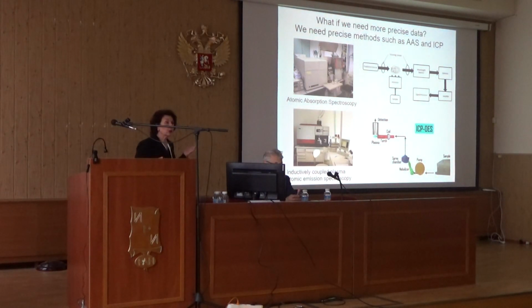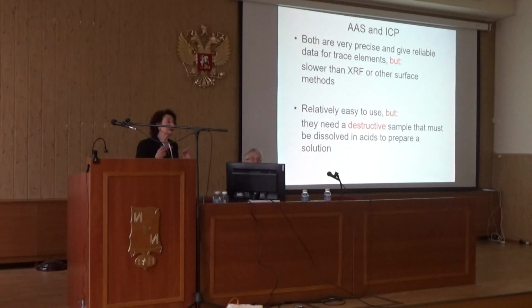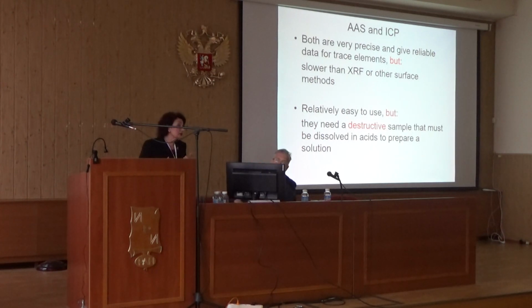I normally use atomic absorption spectroscopy, or ICP. Don't worry, I'm not going to explain how it works. There is no point. You can find it anywhere. What is important is that these kind of methods are very precise, and you get proper results also regarding trace elements, which are very important to reconstruct, first of all, the provenance, the technology, the production of the object.